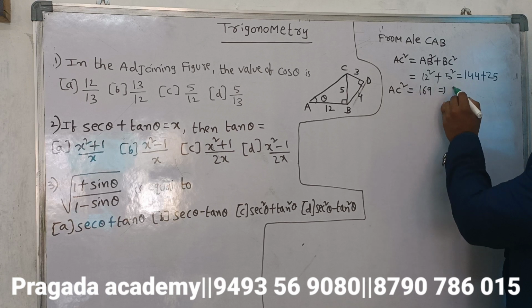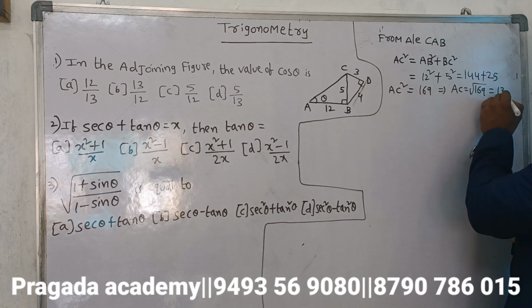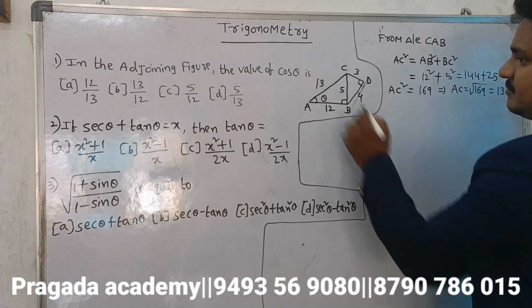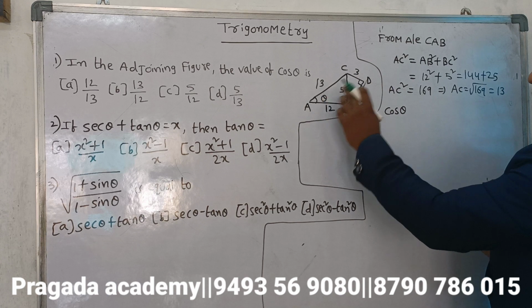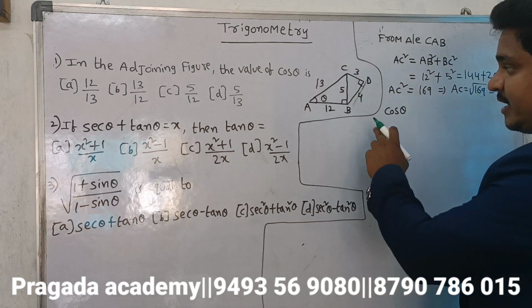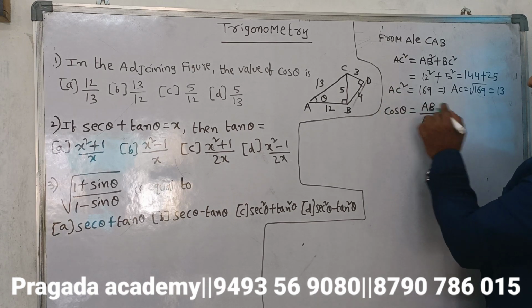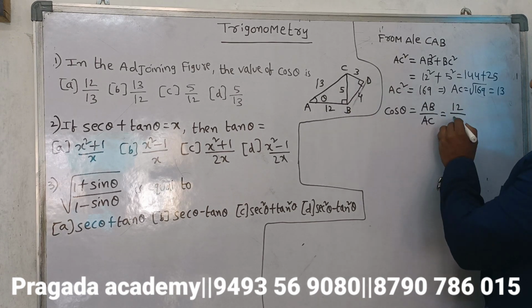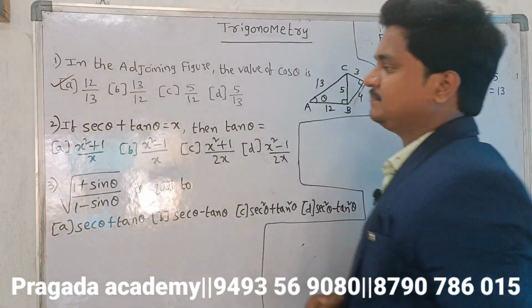Square coming to the right side becomes square root, so root 169 is equal to 13. So you need to take 13. Then what do you have to find? Cos theta. For triangle CAB, cos theta means adjacent side AB by hypotenuse AC. Adjacent side 12 by hypotenuse 13. 12 by 13, so option A is correct.